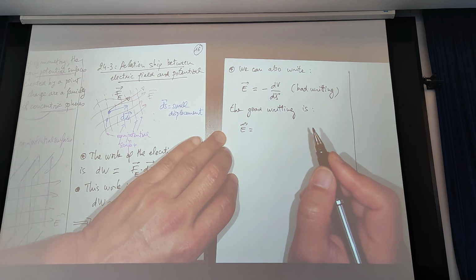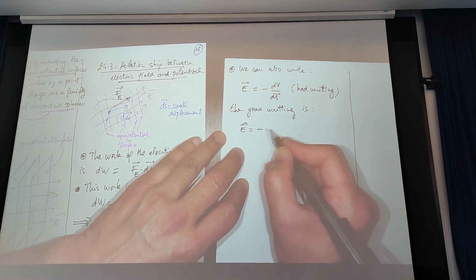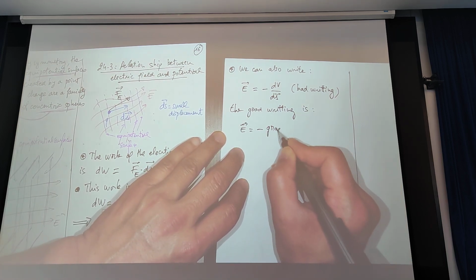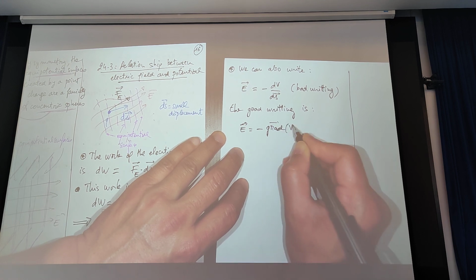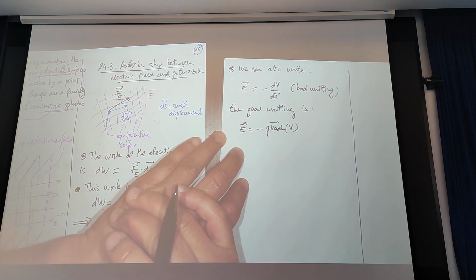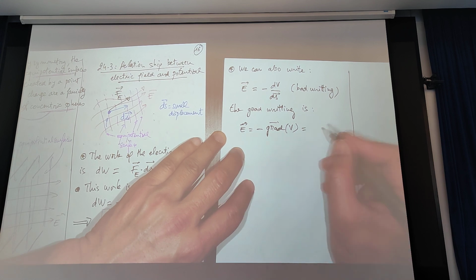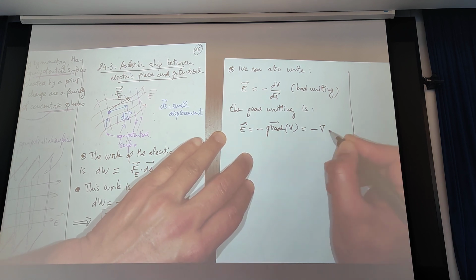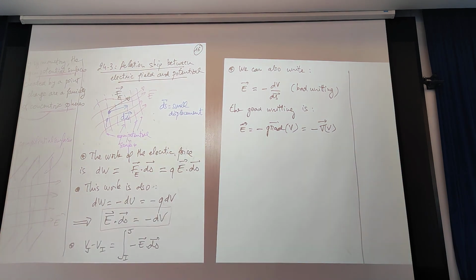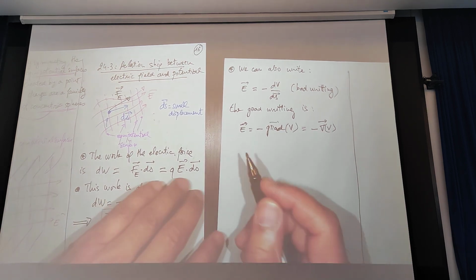do you know the gradient? In French, it is written like this. Maybe in the US or in Vietnam, we can write like this. The gradient is a mathematical operator. It's a vector, the gradient of V.